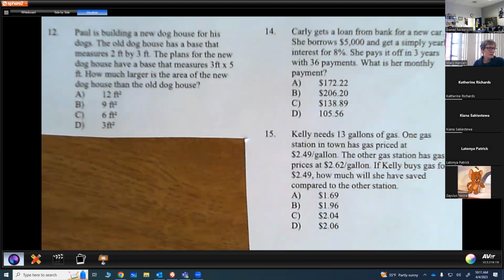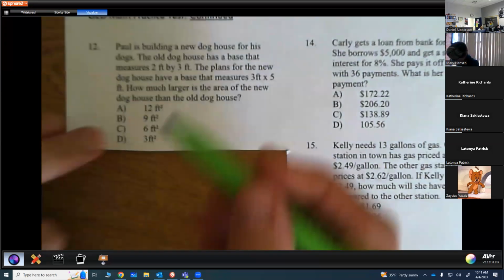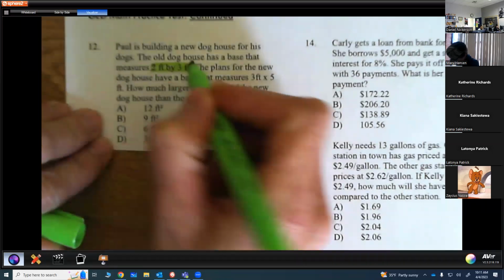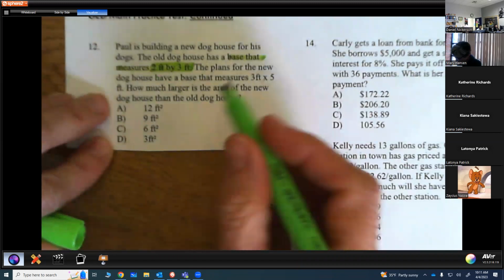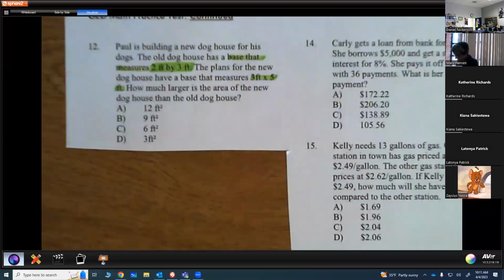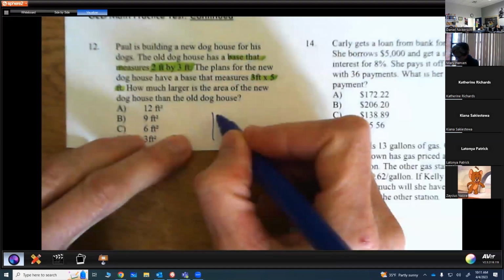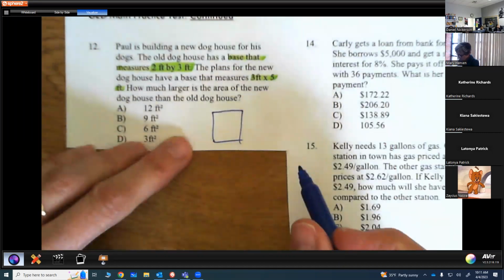Okay, so for this first problem, we're actually going to use our formula sheet, or can use our formula sheet for two of these three problems. So we have someone building a doghouse, and the old doghouse has a base that's 2 by 3 feet. And the plans for the new one has a base that measures 3 by 5 feet. And so I'm assuming what that means is the bottom part of the house that forms the foundation, I guess you will, of the doghouse.